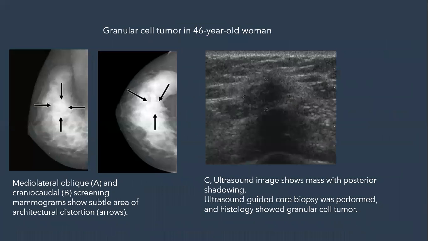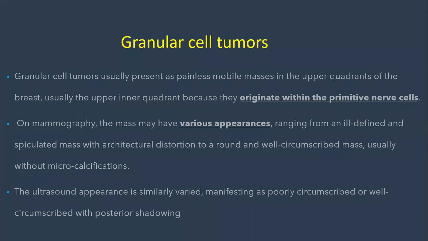And this is a case of architectural distortion on mammography and ultrasound due to granular cell tumor, which is also extremely rare, originating from primitive nerve cells. It has variable appearances. It can be an ill-defined or spiculated mass or architectural distortion. At the same time, it can be a circumscribed mass. Usually without microcalcifications. On ultrasound it is the same.